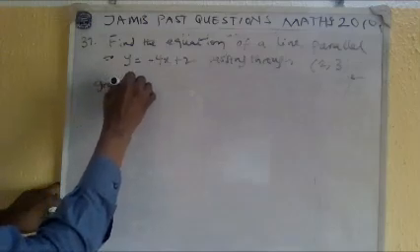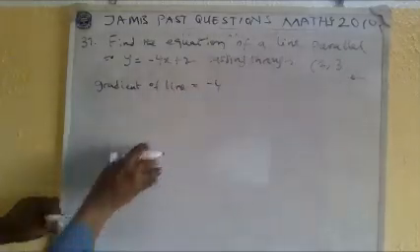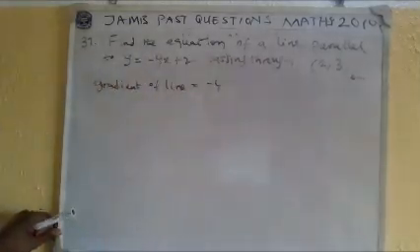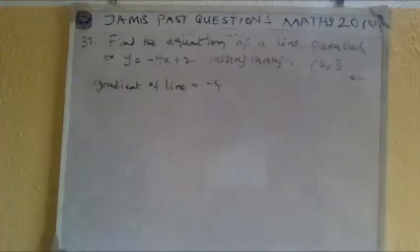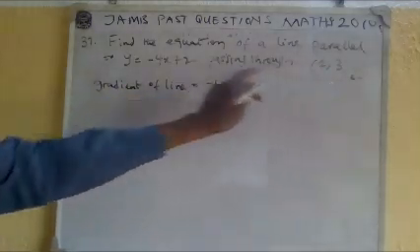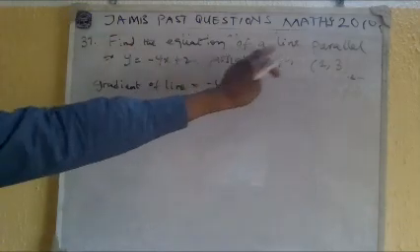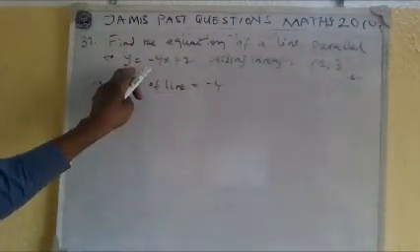The gradient of the line is minus 4. How? Because the coefficient of x is the gradient. This same gradient is also the gradient of this other line. Why? Because they are both parallel. And it said to find the equation of a line parallel to this.